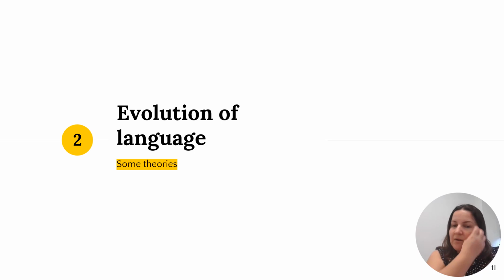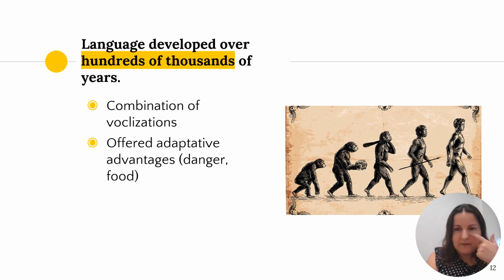Okay, so now that we know what language is and a few of the characteristics of language, let's talk about how we acquired language as humans, right? There are some theories about the evolution of language in humans. Okay, the first one is that we know that language developed over hundreds of thousands of years. This is not something that humans acquire in 2 or 3 or 4 or 5 generations. It took a very long time.